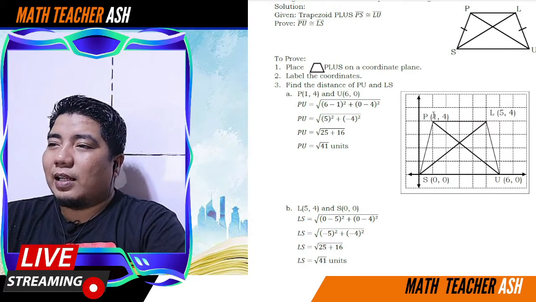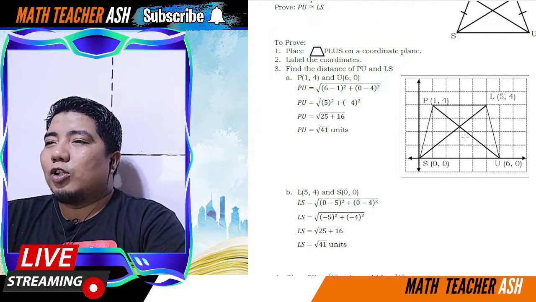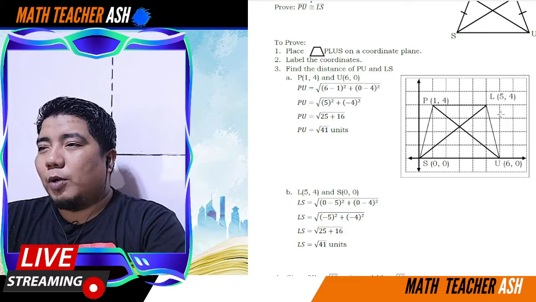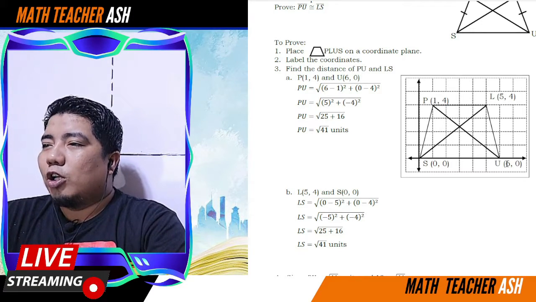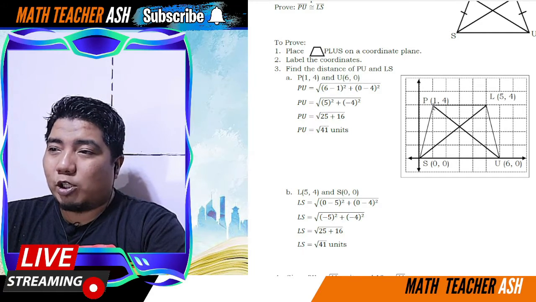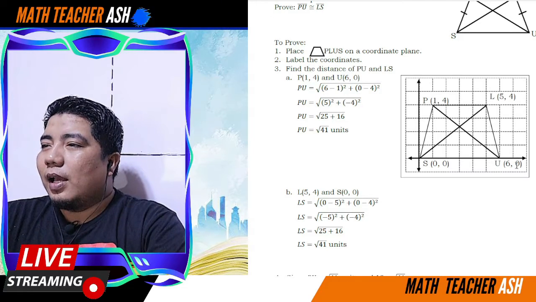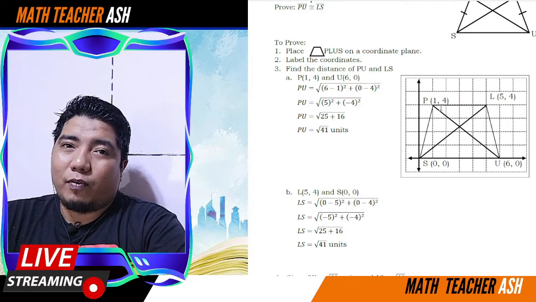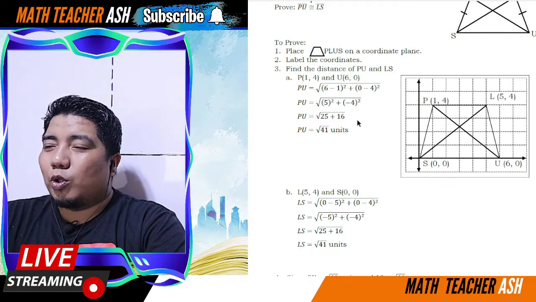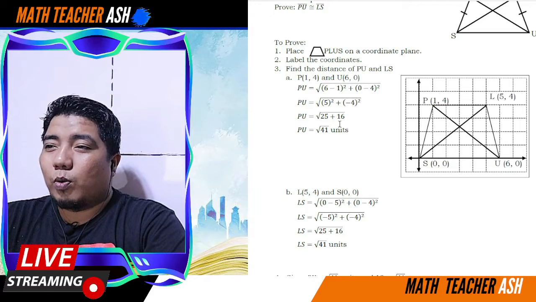Now, we will prove that PU is equal to LS. Alright. So, the same as before, you will use the distance formula. So, 6 minus 1, that is 5. 5 squared is 25. 0 minus 4 is negative 4. Negative 4 squared is 16. So, 25 plus 16, the answer is 41. So, what is the square root of 41?